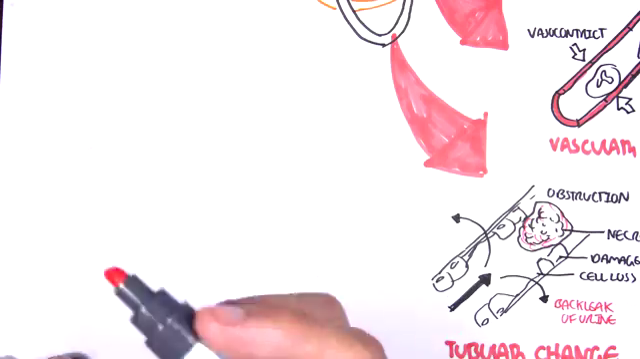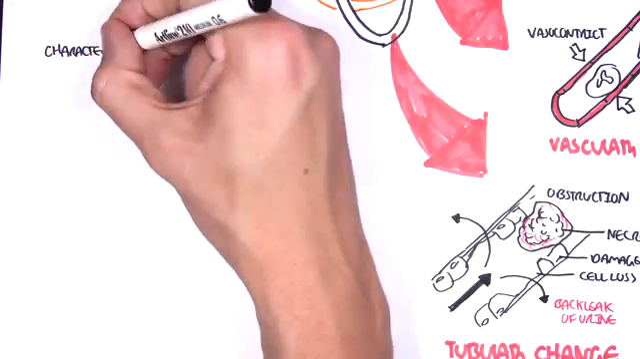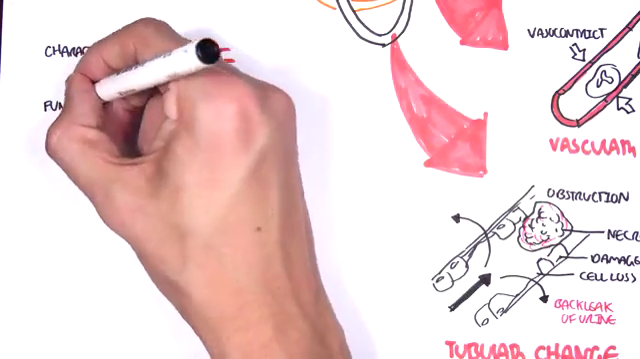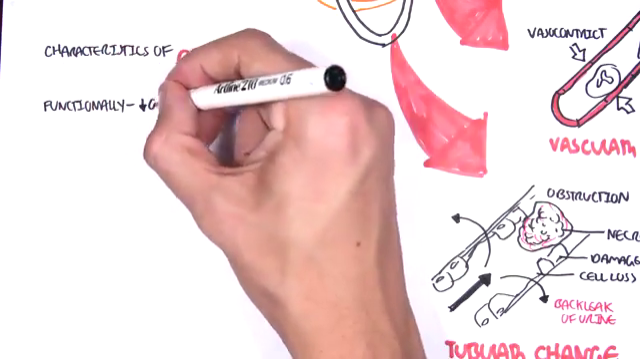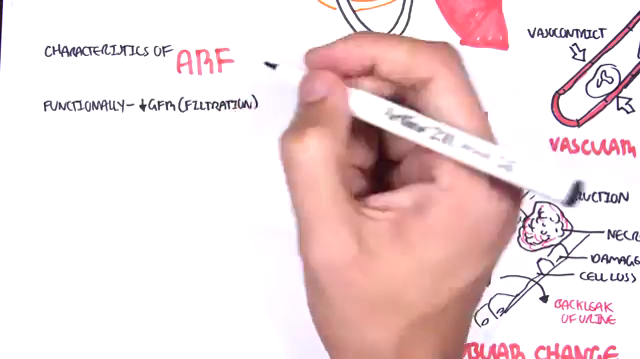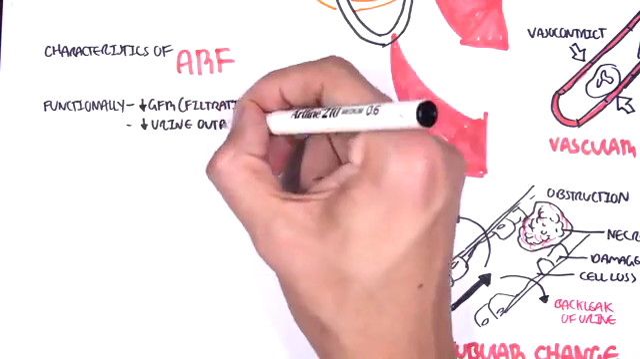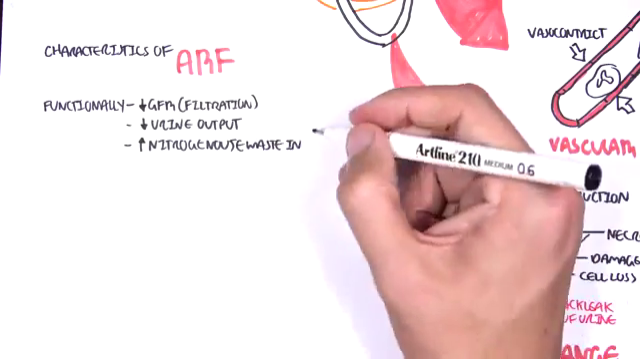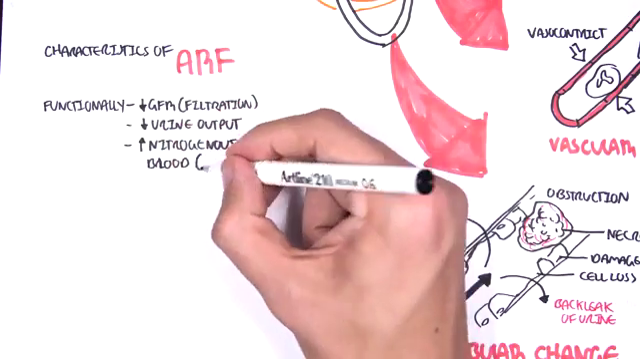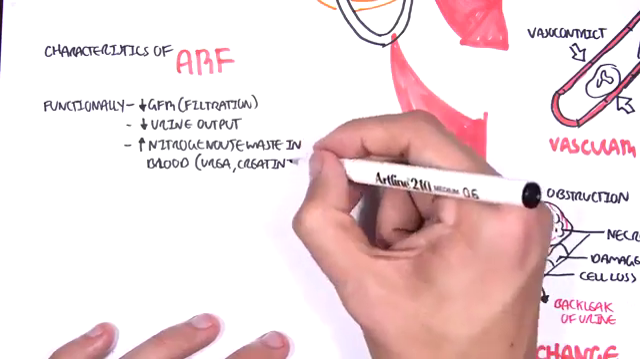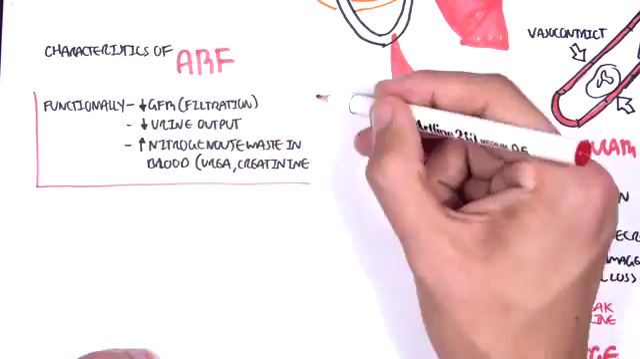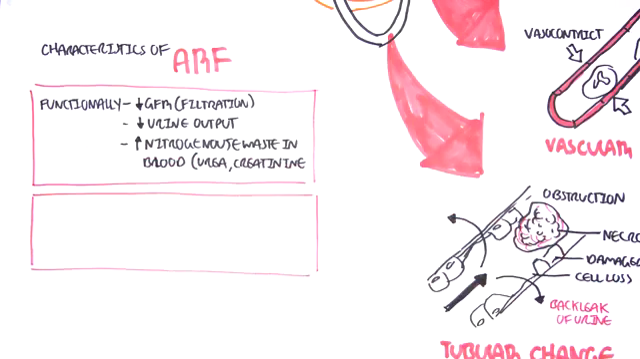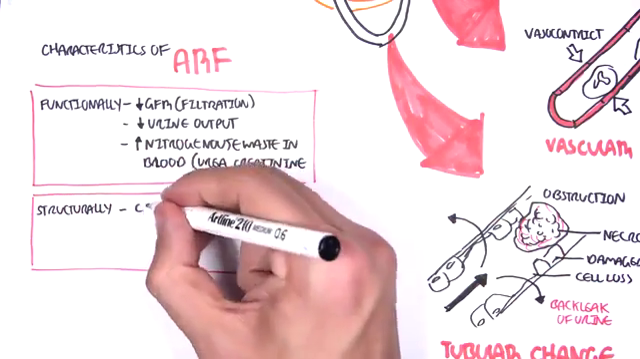Okay, so now just quickly going over the characteristics of acute renal failure. Functionally, we have, remember, a decrease in GFR, the filtration. This will lead to a decrease in urine output, and we will have, as a result of some problems in the tube, an increase in nitrogenous waste in the blood, such as urea and creatinine. And this is what we can use to measure the severity of acute renal failure.